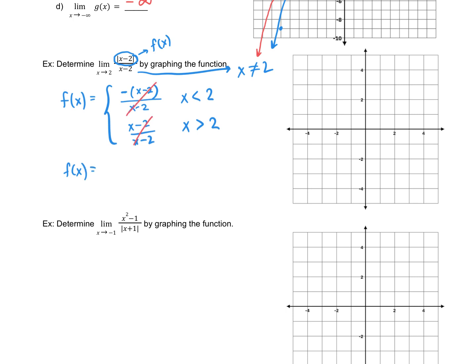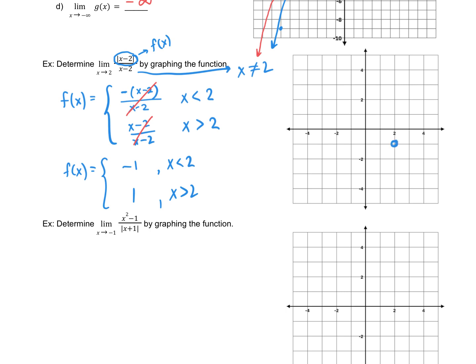Those cancel, those cancel. So when x is less than 2, our function is just -1. And when x is greater than 2, our function is +1. So this function is really just 2 horizontal pieces. When x is less than 2, y is equal to -1, so a horizontal line at -1.